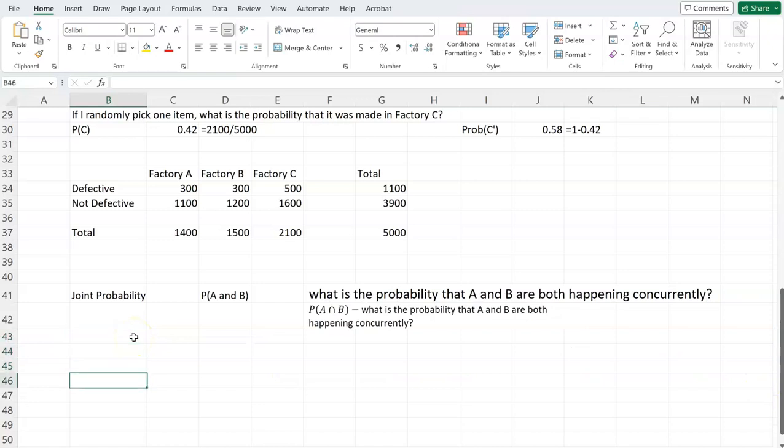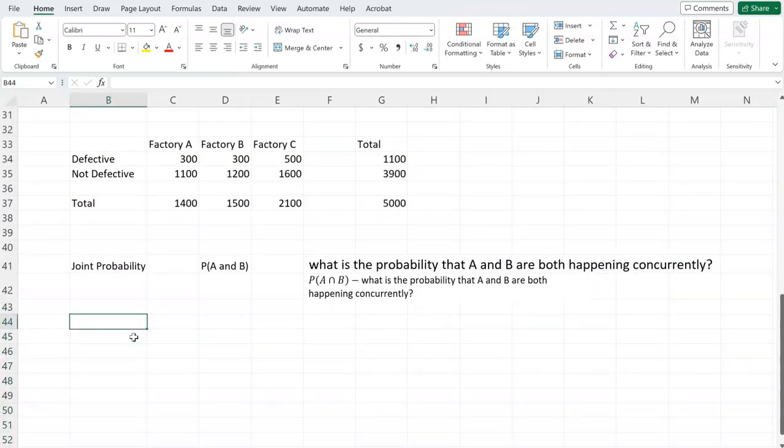So let's look at an example of joint probability here. Let's say, what is the probability that something is from factory A and not defective?